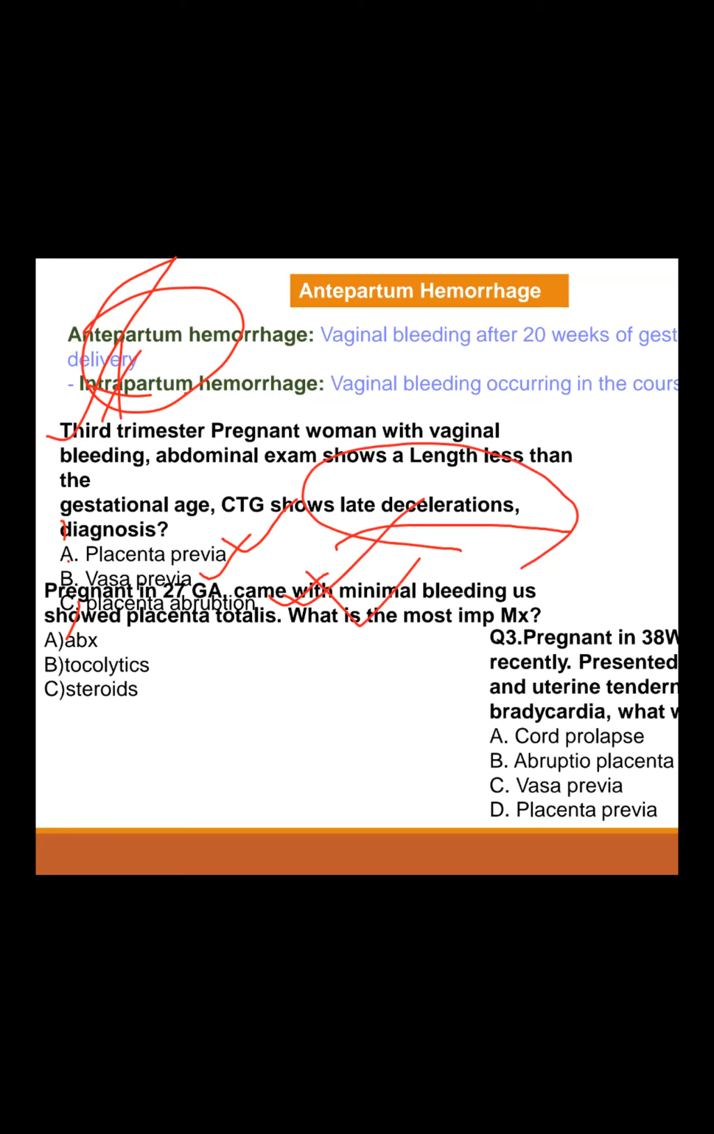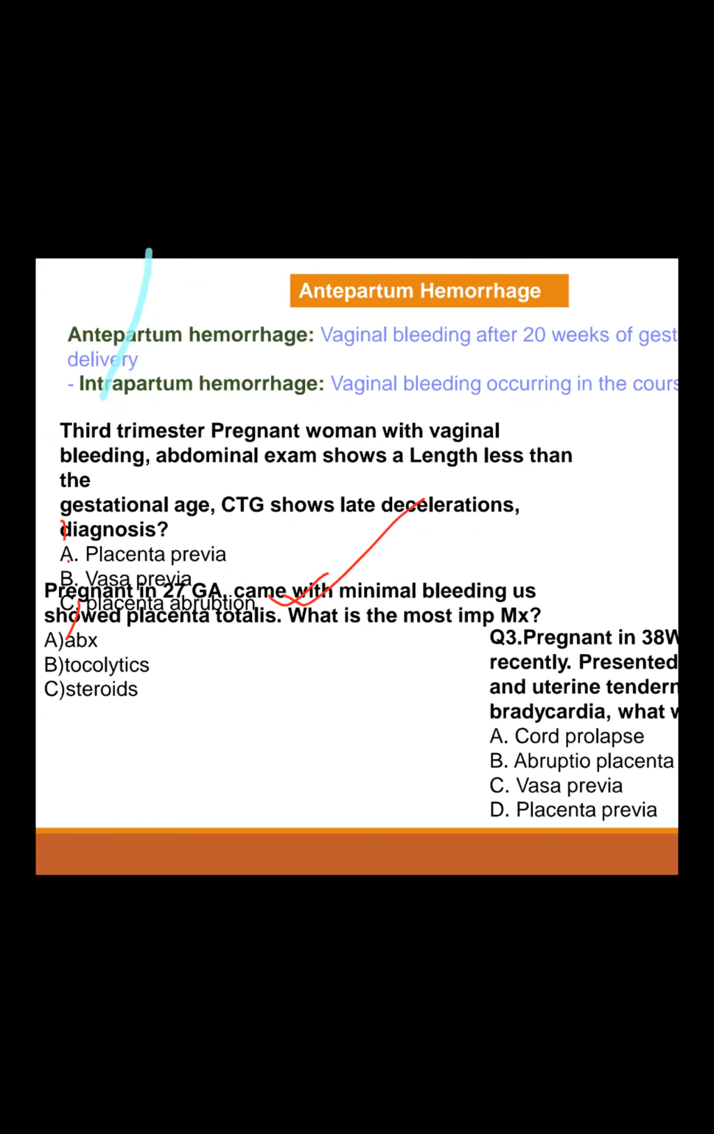Vasa previa is only for bradycardia. Here, late deceleration is only for abruptio. These are the hallmark signs we have to understand. You have to understand that there's no pain, but the late deceleration sign makes it abruptio placenta.